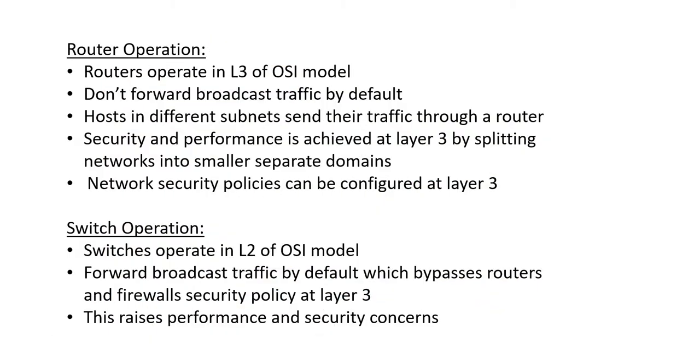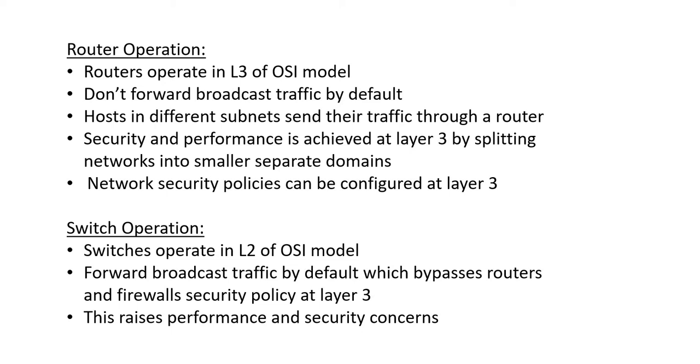A quick overview. Routers operate in layer 3 of the OSI model. Routers don't forward broadcast traffic by default. Security and performance is achieved at layer 3 by splitting networks into smaller separate domains. Hosts in different subnets send their traffic through a router.